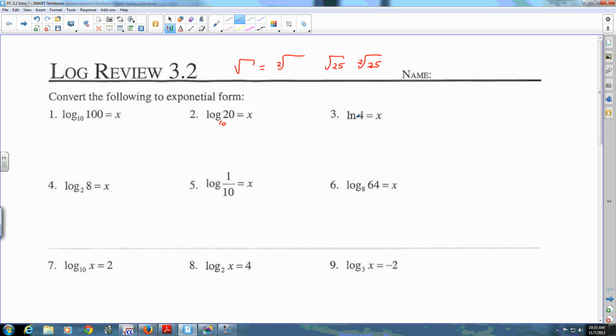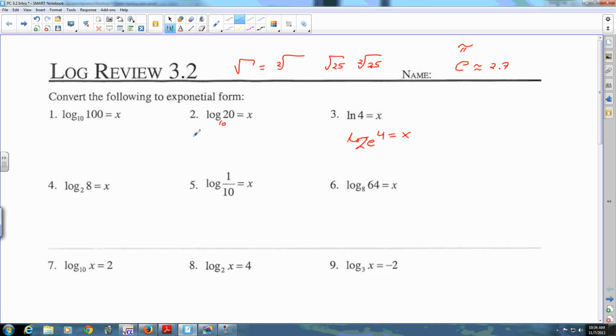This base, however, is different. That's base e. e is approximately 2.7. It's a non-repeating, non-terminating decimal, similar to pi being a non-repeating, non-terminating decimal. So e is a number. So this is exactly the same thing as log base e of 4 is x.